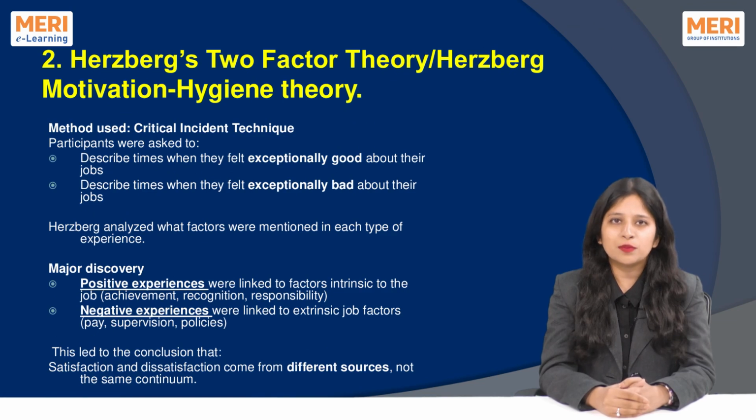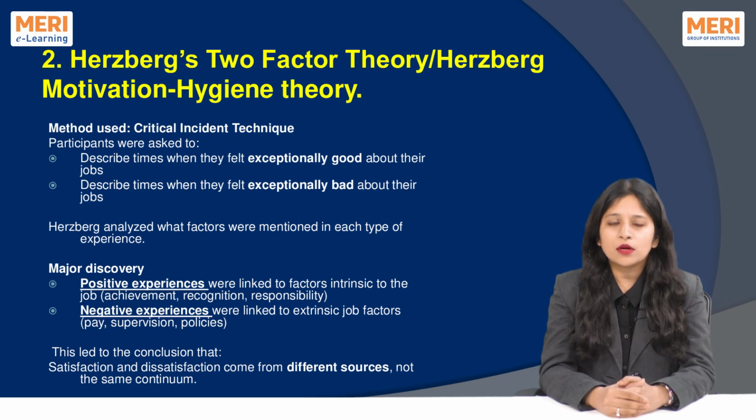Now, I will briefly explain the method used by Frederick Herzberg in developing this theory. Herzberg used the critical incident technique. In this method, participants were asked to describe specific situations when they felt exceptionally good about their jobs and also times when they felt exceptionally bad. Instead of general opinions, they focused on real experiences and detailed incidents. Herzberg carefully analyzed the factors mentioned in both types of experiences.